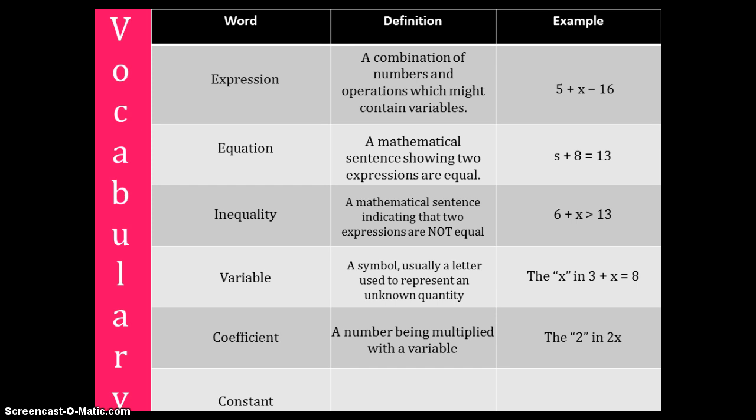Our next word is constant. The definition for constant is a term without a variable. An example of a constant would be the 5 in 2x plus 5. Notice that the 2 is actually a coefficient because it's being multiplied with the x, and the 5, because it's alone without a variable, would be a constant.